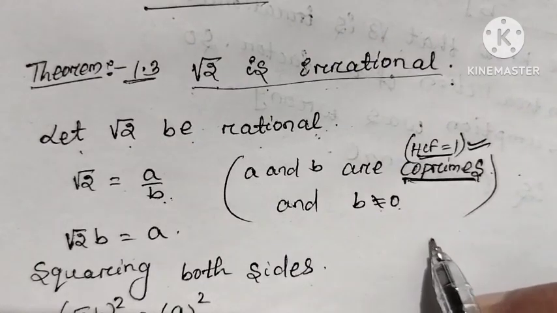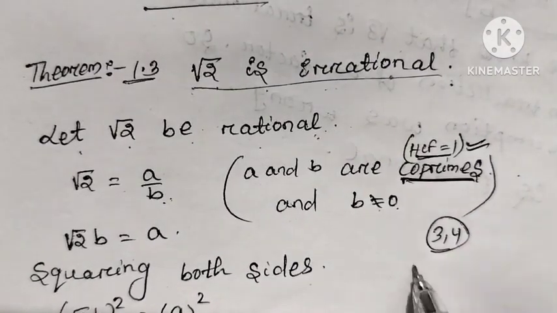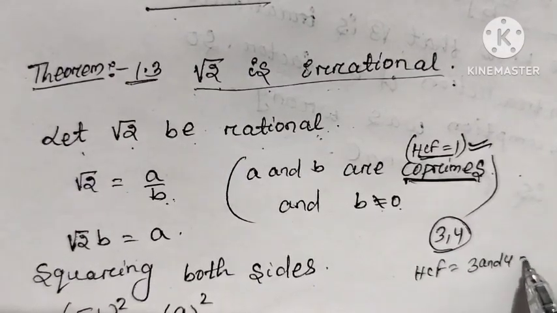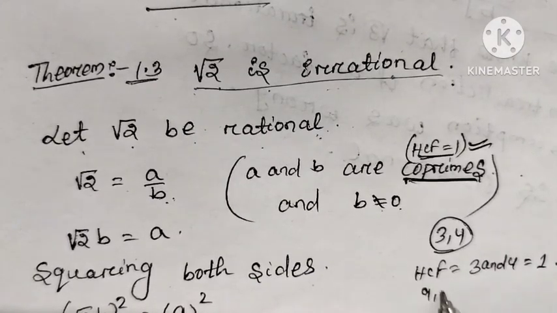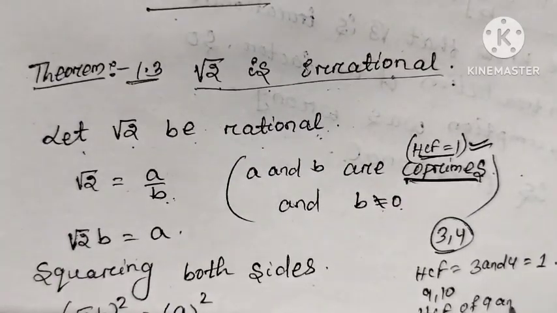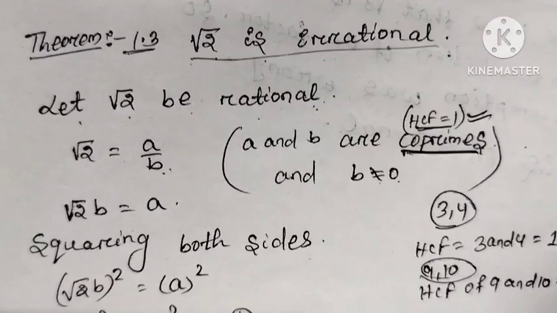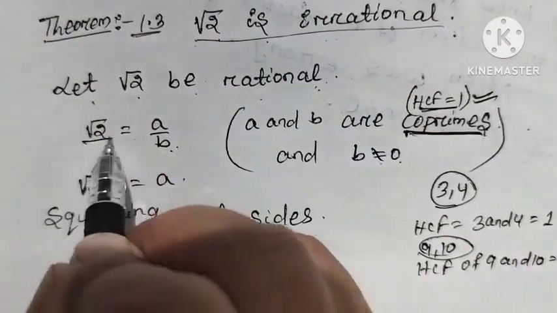Means you take 3 and 4, these two numbers. The HCF of 3 and 4 is equal to 1. Same thing, 9 and 10. The HCF of 9 and 10 is equal to 1. These two are co-prime numbers. Okay. Then this is 1.